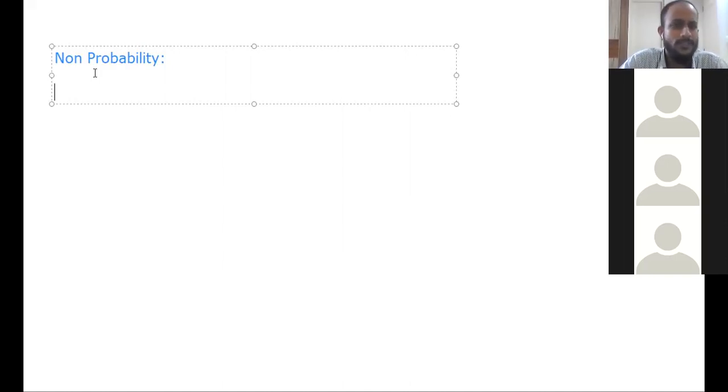Think about another scenario: if I write each and every student's name on a chit, and I shuffle it, and I take one or two students' names to know whether you have understood or not, and I may ask some questions.